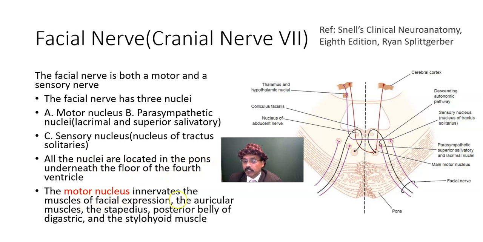The motor nucleus innervates the muscles of facial expression. All the muscles of facial expression are innervated by the motor nucleus, and these are developed from the second pharyngeal arch. It innervates the muscles of facial expression, auricular muscles, the stapedius muscle in the middle ear, the posterior belly of the digastric muscle in the digastric triangle, and also the stylohyoid muscle that connects the styloid process to the hyoid bone.